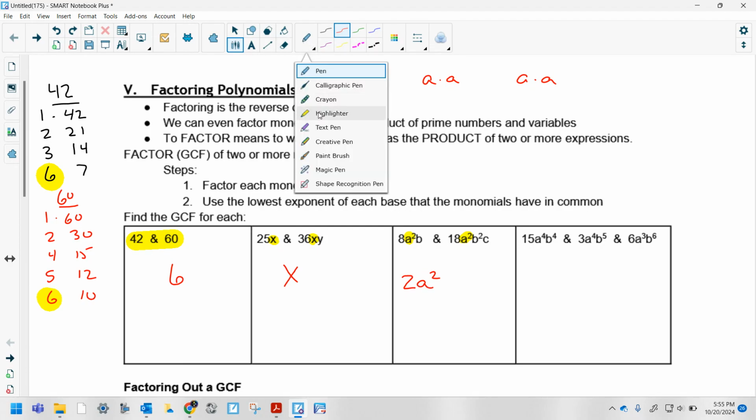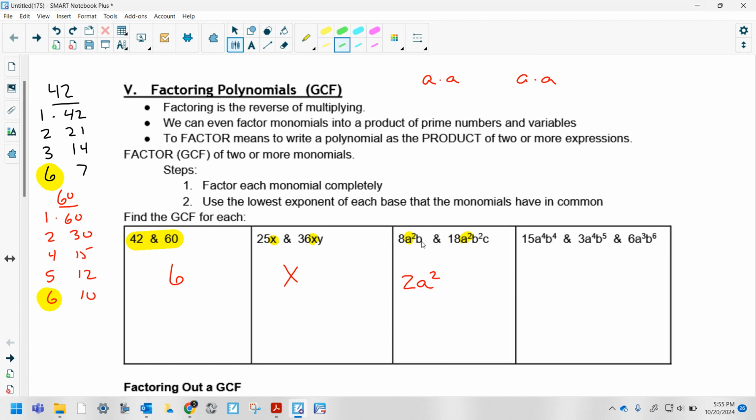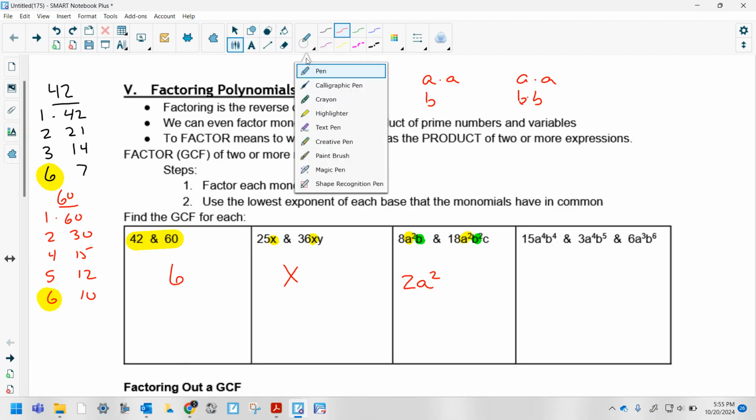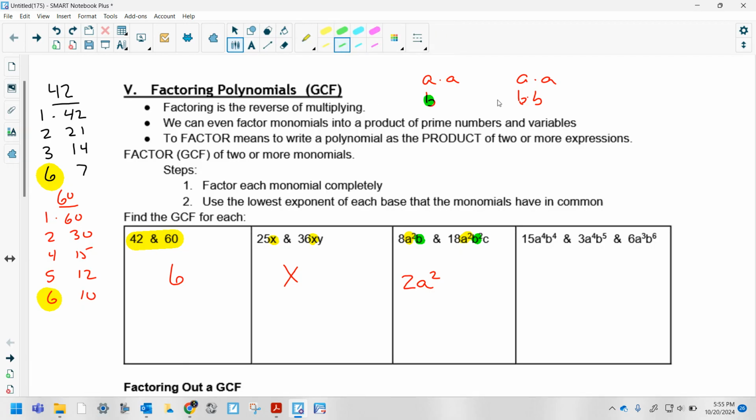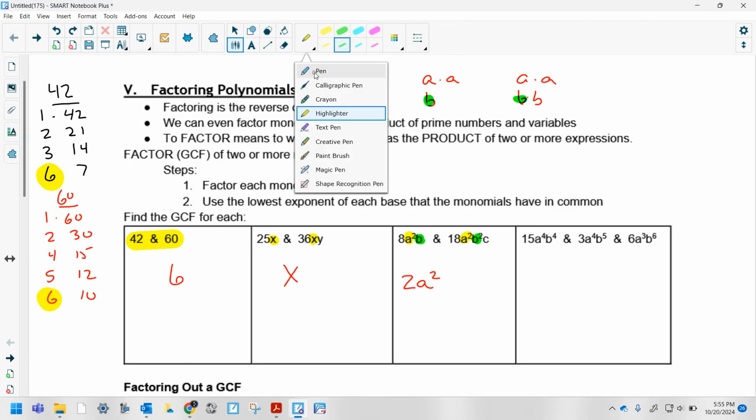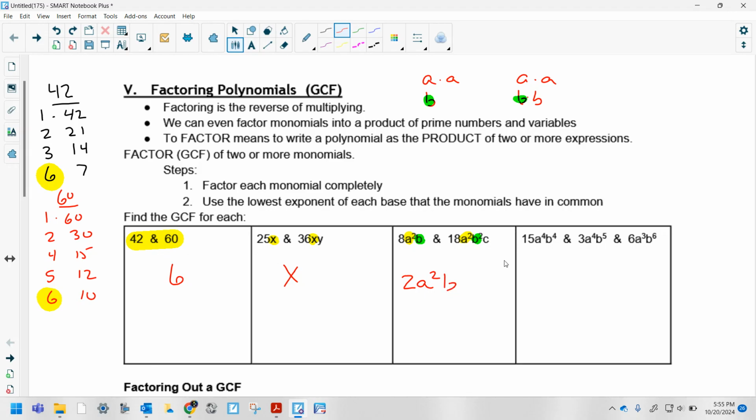Let's look at the B's. Do they both have B's? Here's a B and here's a B squared. Let's see what they have in common. There's a B and here's a B squared. That's 2 B's. The only thing they have in common is one of them. So we're going to bring down a B as the GCF.